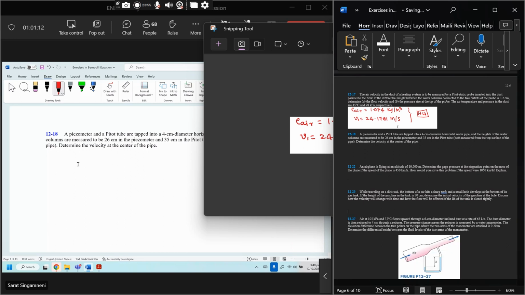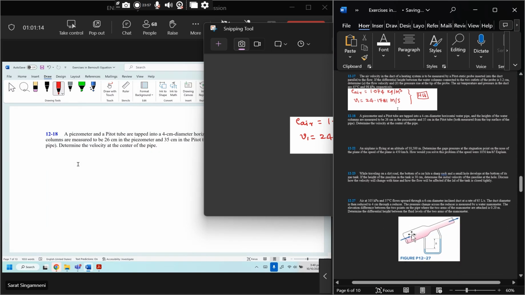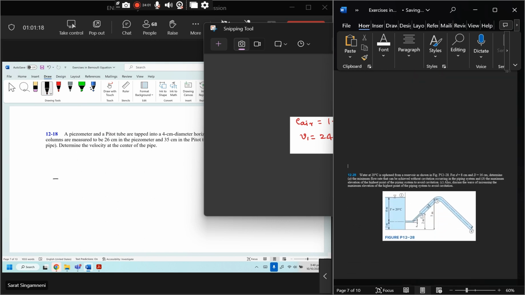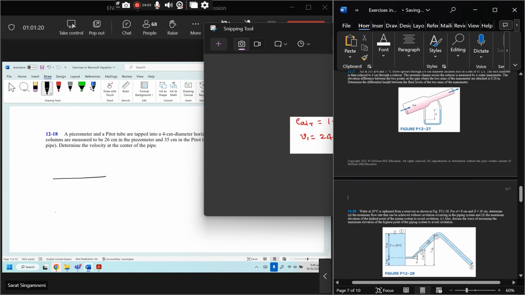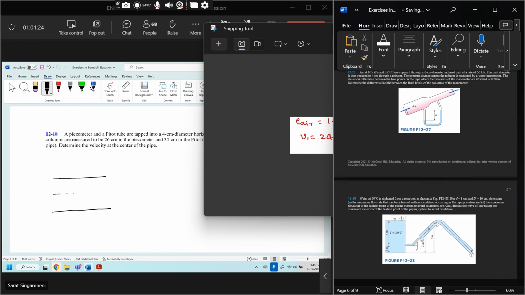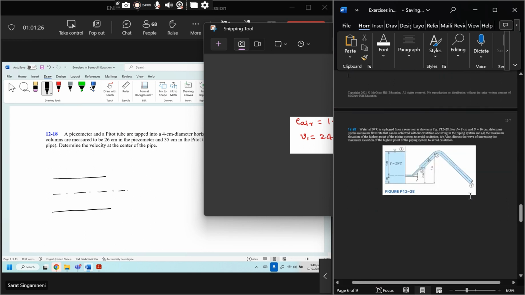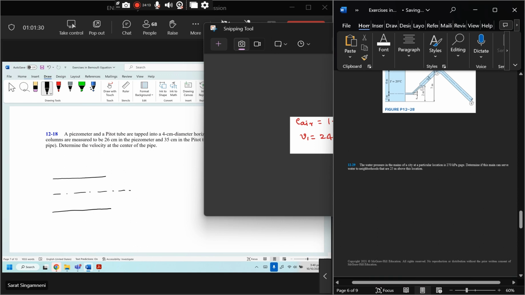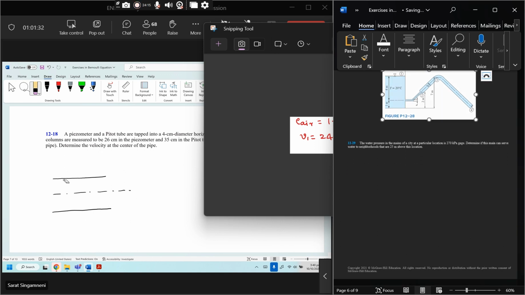Let's say this is the pipe you're talking about. So what you do for a piezometer is you just create a gap there.